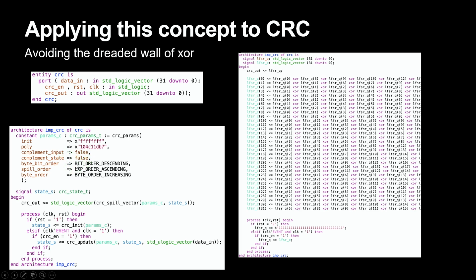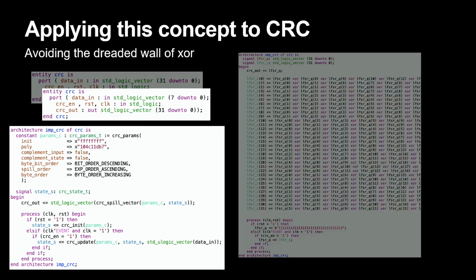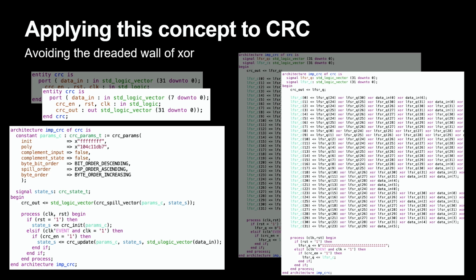And actually, those two architectures are strictly equivalent. They provide the same results. They synthesize to the same exact logic. That's basically the same output. But one is manageable, the other is not. And the key point is, oh, yeah, we changed the architecture. We don't process 32 bits at a time, but just 8 bits at a time. Well, you go back to the generator, generate another wall of XOR. But in the other case, you don't change anything because it's all magic.